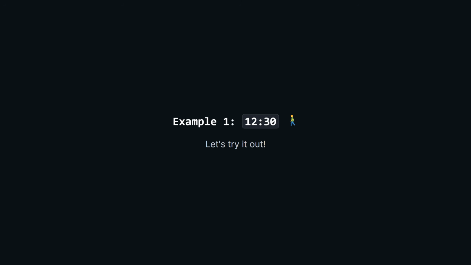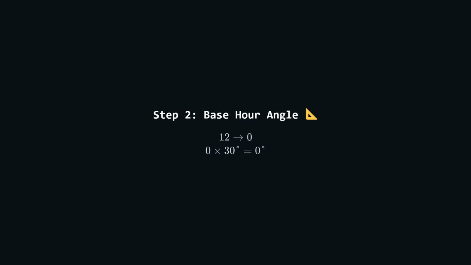Imagine the time is 12:30. First, let's find the minute hand's angle from the top of the clock. 30 minutes times 6 degrees per minute puts the minute hand exactly at 180 degrees. Now for the base hour angle, the hour is 12. But if we multiply 12 by 30 degrees, we get 360, which is back at 0. So whenever the hour is 12, it's easier to just treat it as a 0. 0 times 30 degrees means the base position for the hour hand is at 0 degrees.